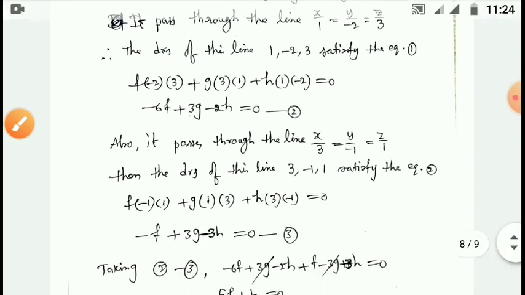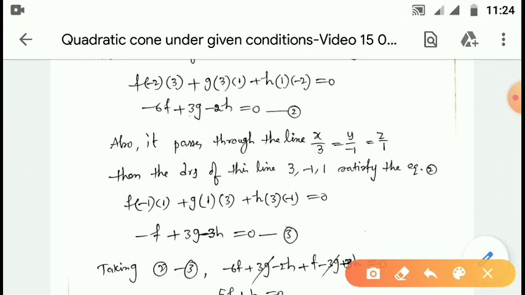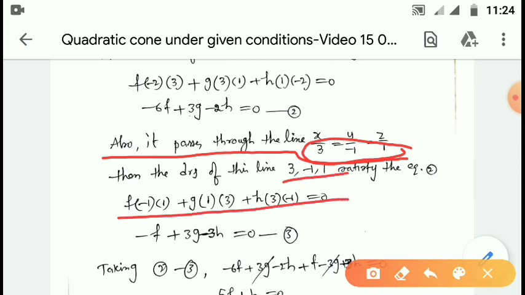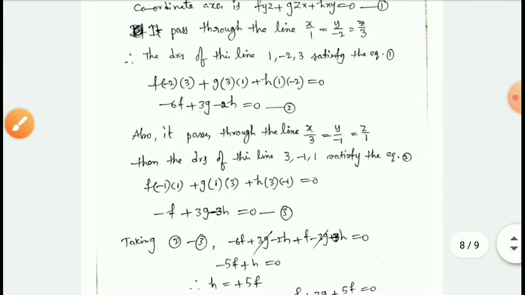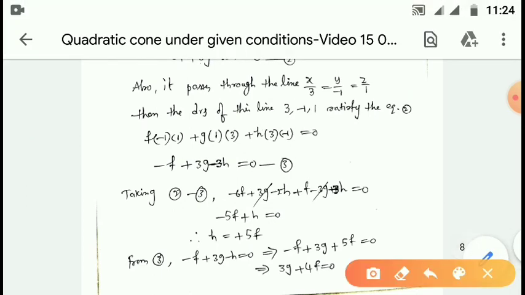And again we apply another condition. Also it passes through the line x by 3 is equal to y by minus 1 is equal to z by 1. Therefore the DRs of this line, 3, minus 1, 1, also satisfy the equation of the cone, and hence by substituting the DRs in the equation of the cone, we will have like this. On simplification of this equation, finally we will have equation number 3 like this. So here we have two equations in terms of f, g, h.